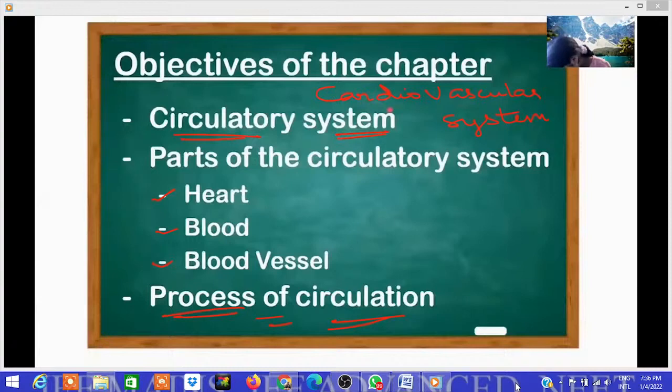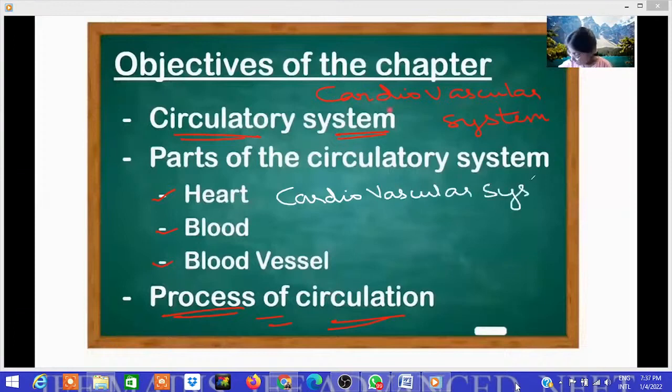Okay, I will use white color because red is not that clearly visible, right? Yeah. Today you didn't put a background. Yes, I forgot. Okay, have you written this? Circulatory system is also called as cardiovascular system. Yes.